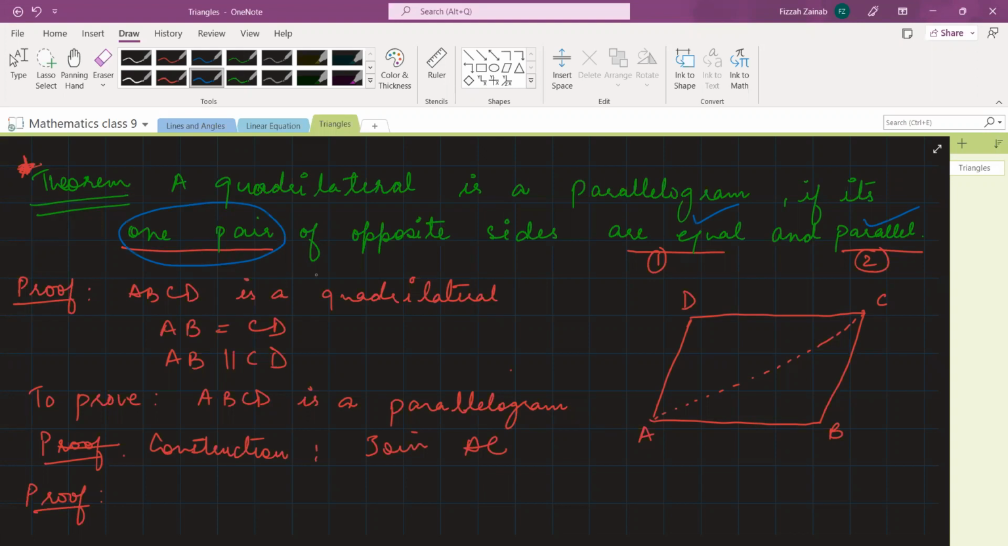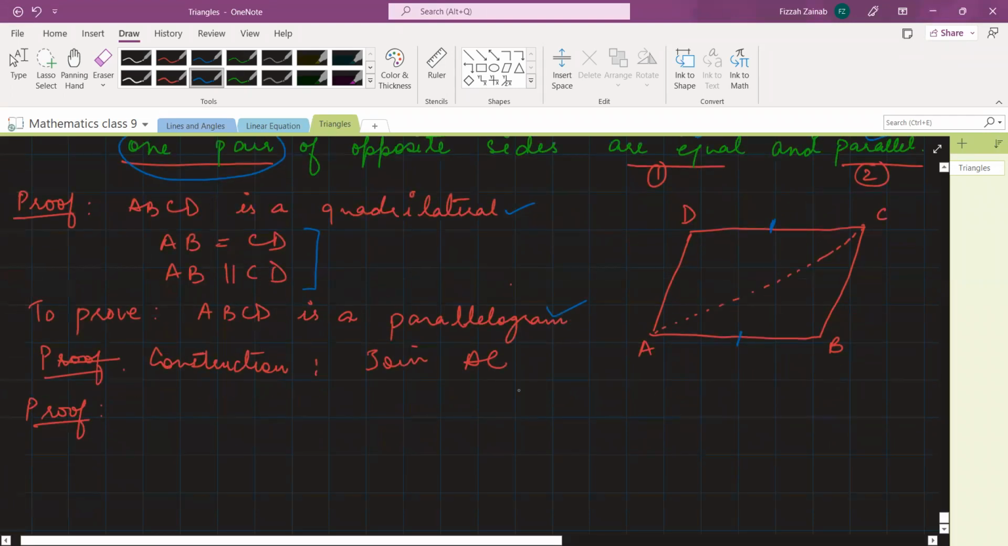Yes, ma'am. So ABCD is a quadrilateral. We have to show it's a parallelogram. So we write it's a quadrilateral, and it is given that one side AB is equal to CD and it is parallel to CD. And we have to show that it is a parallelogram. Correct? Okay, so we have joined AC.